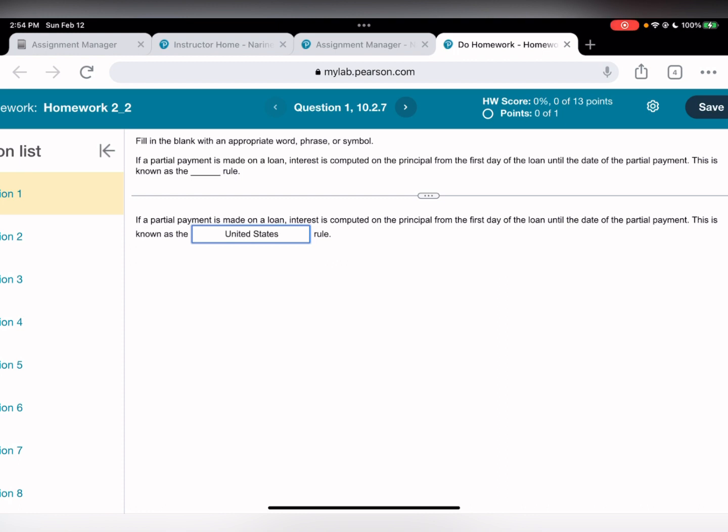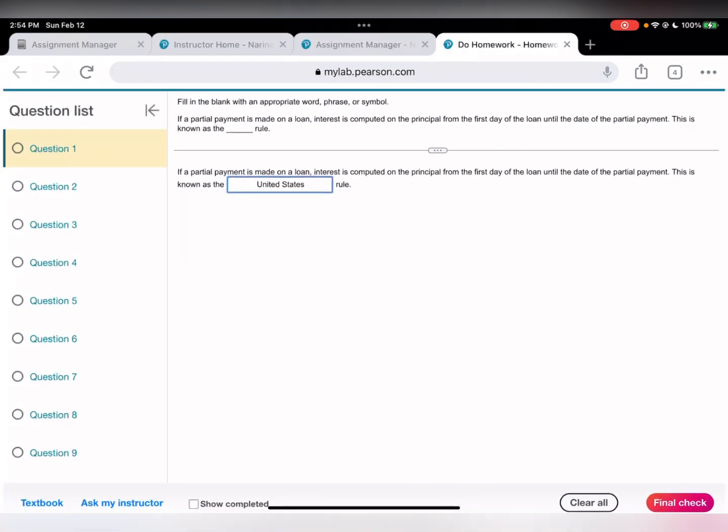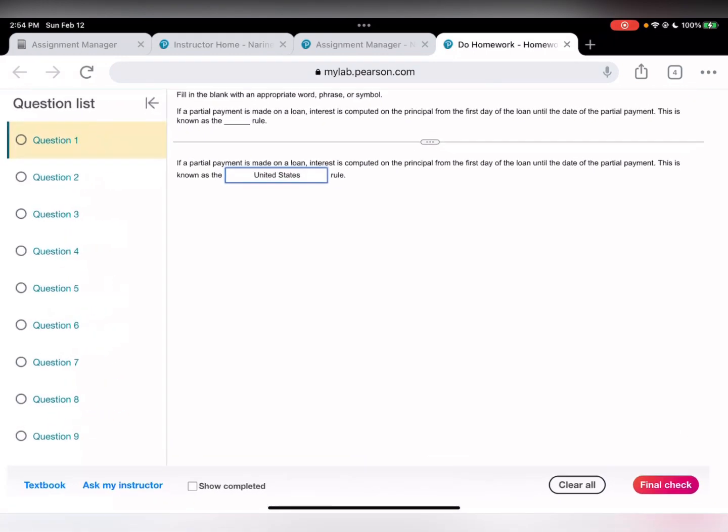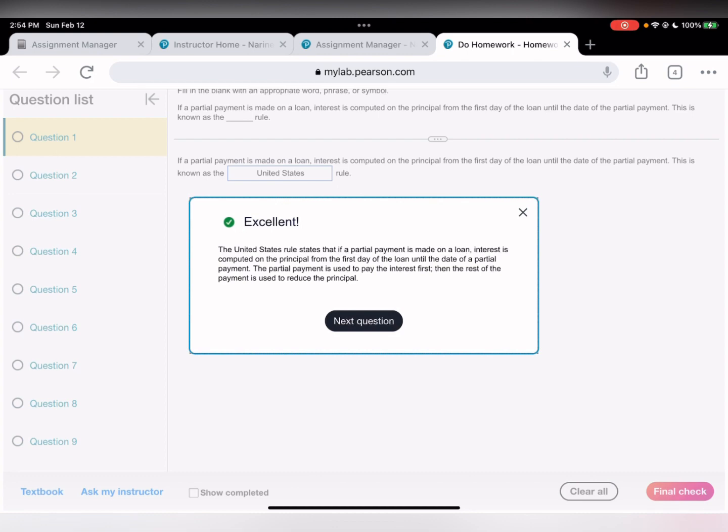So if partial payment is made on a loan, you are making partial, not entire payment, and interest is computed on the principal from the first day of the loan until the date of the partial payment. And this is known as a United States rule. Let's check. Excellent.